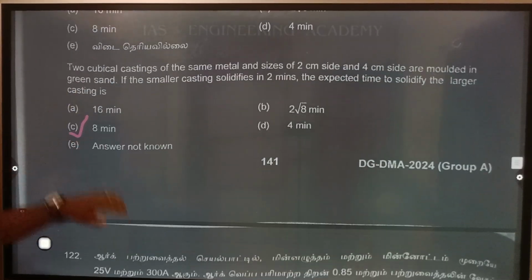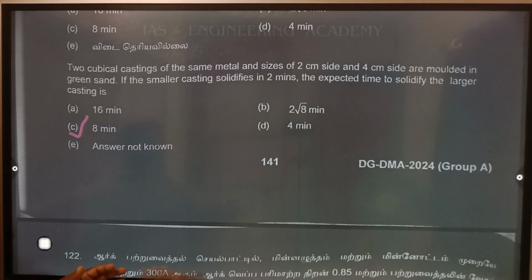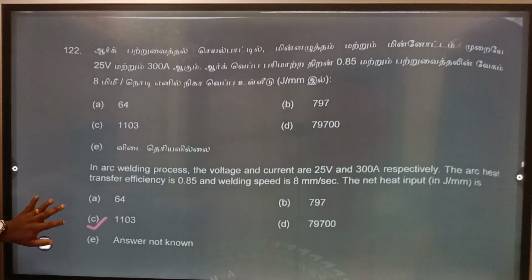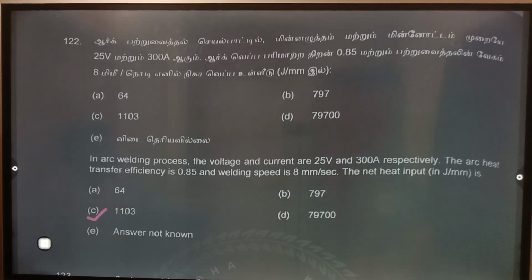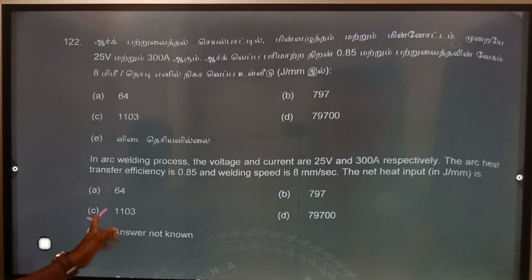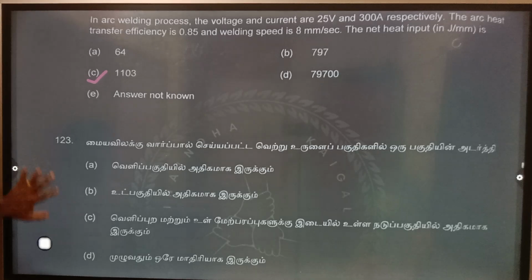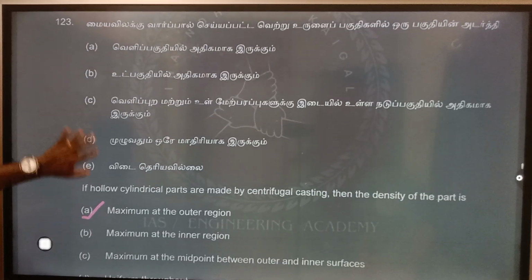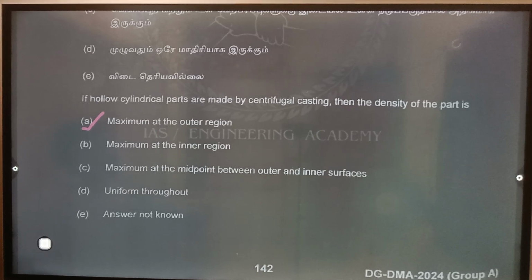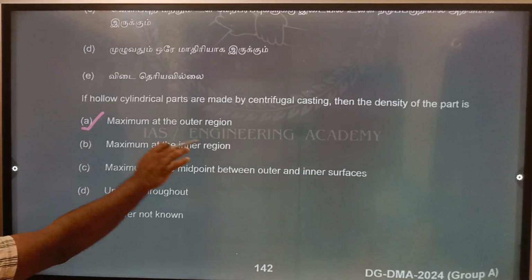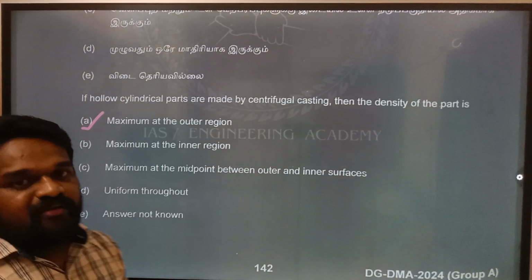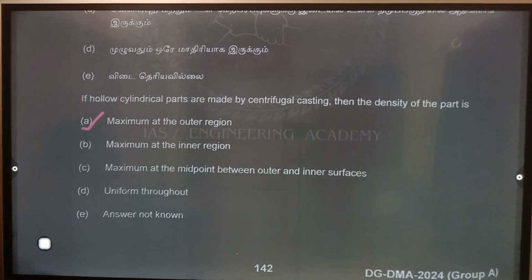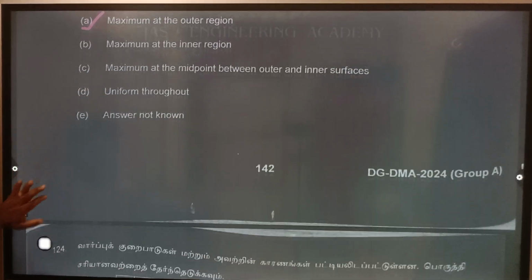121. Two cubical castings of the same metal and sizes of 2 cm height. Time for solidification is asked, 8 minutes. C is the answer. Then 122. In arc welding process, heat input. C is the answer. 123. If hollow cylindrical parts are made by centrifugal casting, then the density of the part is maximum at the outer region. So density will be maximum at the outer region. A is the answer.